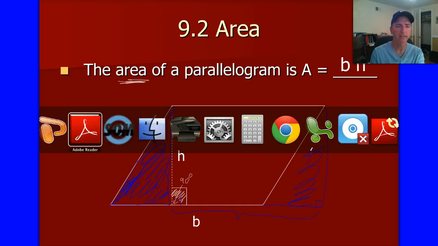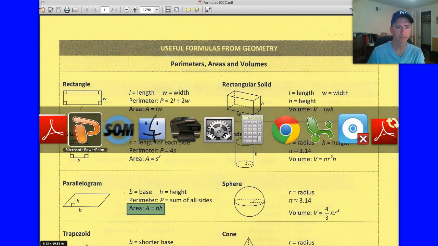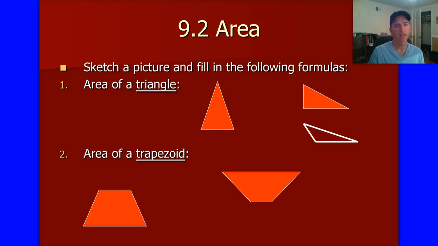Again, you can find that right here, third one down. There you can see the formula for the area of a parallelogram. Okay, moving on real quick here to a rectangle and a trapezoid. It says sketch a picture of the following formulas, and you can sketch those in your notes right there.